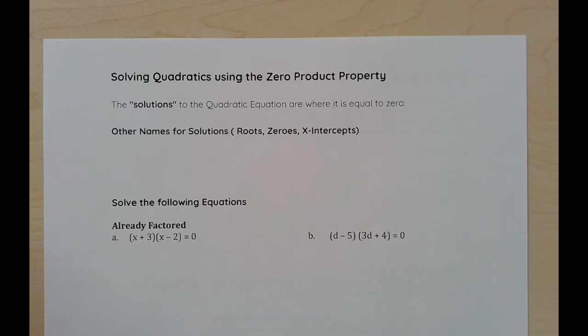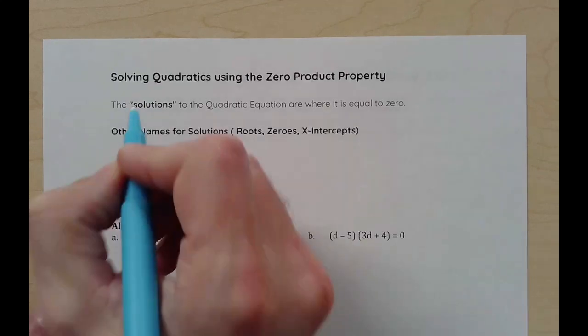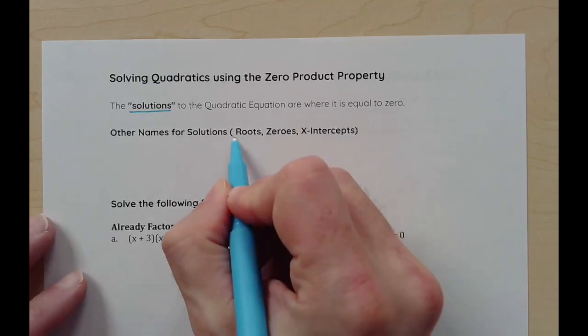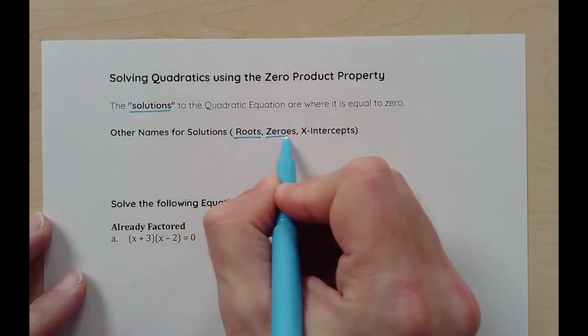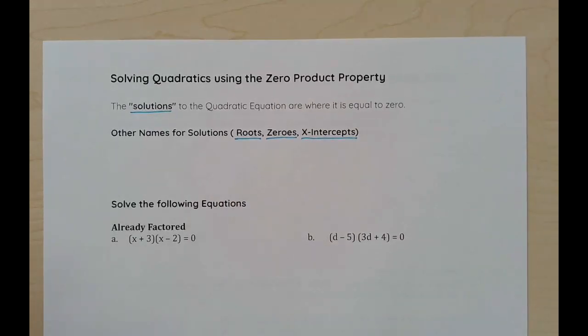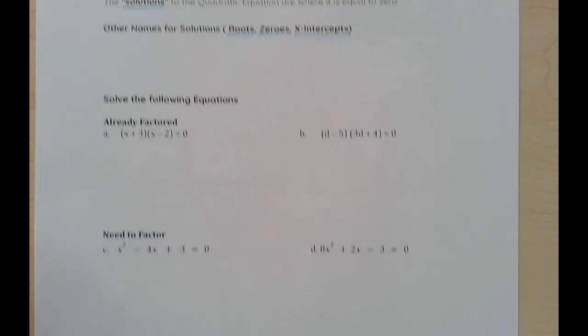So first let's start out with the word solutions. The solutions to the quadratic equation are where it is equal to 0. So this means what we identify as solutions, we're always going to set our quadratic equation equal to 0. And the values that make that happen are going to be known as solutions. There's a couple other names we use synonymous with solutions. We can call these values roots, zeros, or x-intercepts. And we'll get into that a little further, but first let's identify how to find them.